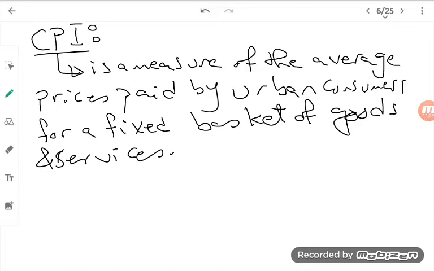Okay, this means that we are going to make a survey on urban areas about the goods they would like to consume in order to identify the basket of goods and services and the quantities they are going to purchase from each one of them, and then calculate the average price of all of them. So it is average prices for a basket of goods and services consumed by urban consumers.